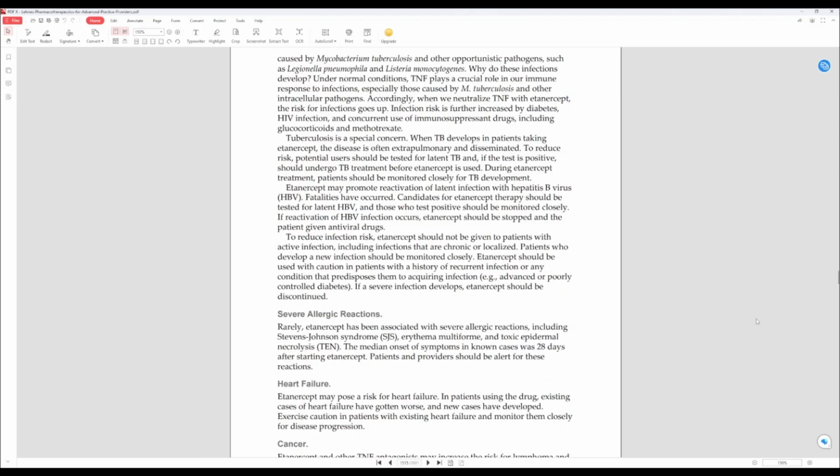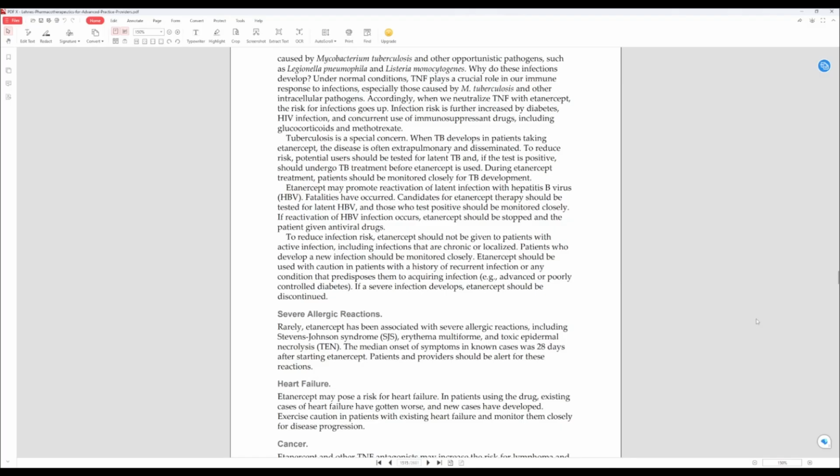Tuberculosis is a special concern on its own. When TB develops in patients taking etanercept, the disease is often extrapulmonary and disseminating. To reduce the risk, potential users should be tested for latent TB, and if the test is positive, should undergo TB treatment before etanercept is started. During etanercept treatment, patients should be monitored closely for TB development.